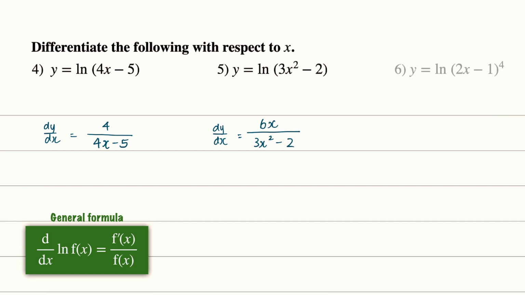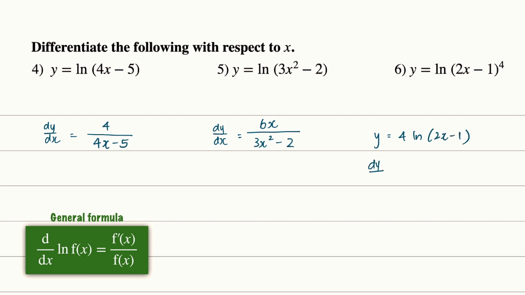Now what if you have an expression like this, where there's (2x minus 1) to the power of 4? Not to worry, instead of using the chain rule, there's a special property in the logarithmic function that you can use to bring down this power 4. And we will then have 4 ln(2x minus 1).